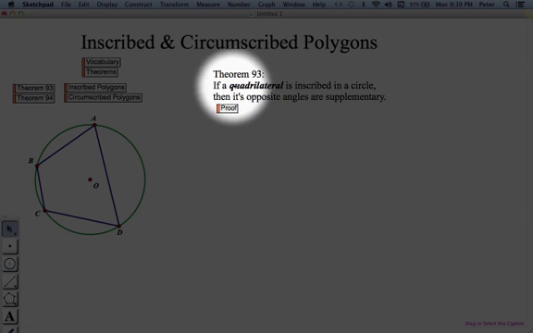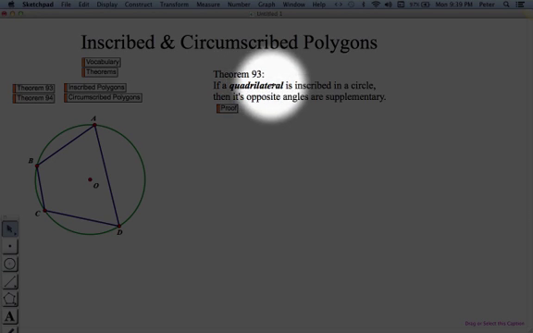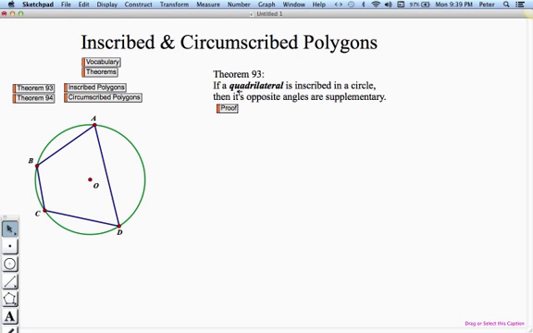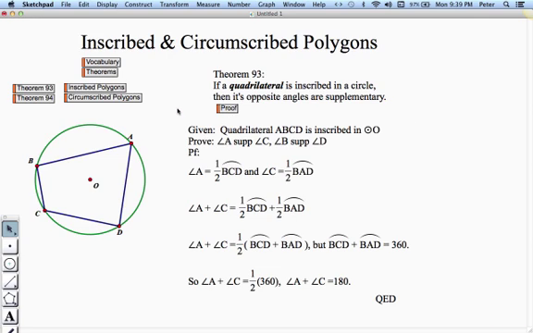You'll notice that I've italicized and bold-faced the word quadrilateral. That's because this theorem deals with any quadrilateral. Doesn't have to be a trapezoid, doesn't have to be a parallelogram, doesn't have to be anything special. Any quadrilateral inscribed in a circle will have angles opposite that are supplementary. Now let's take a look at a proof of that.